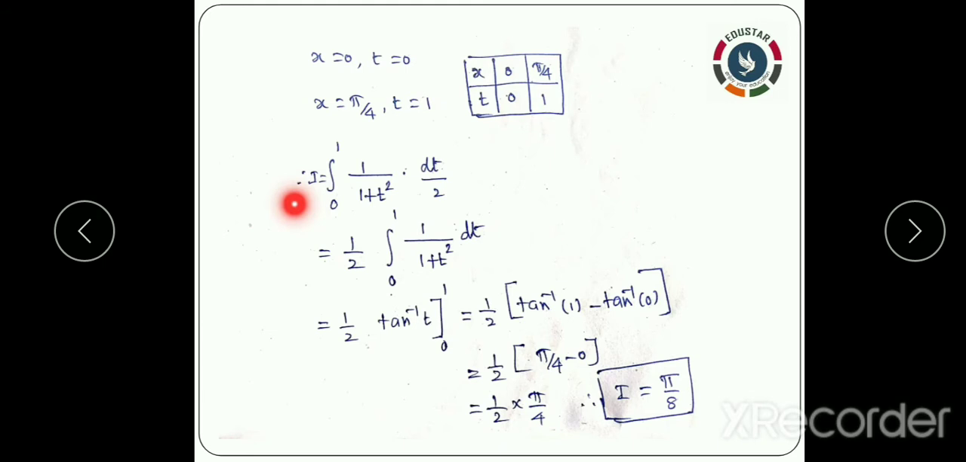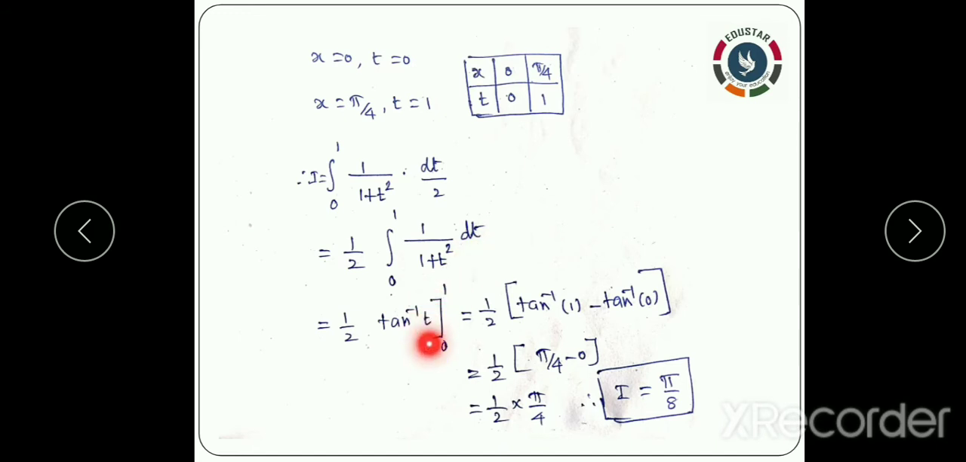Therefore, I equals the integral from 0 to 1 of 1 by 1 plus tan⁴x, you can write t², into tan x sec²x dx, we can write dt by 2. Then we can reduce this one. 1 by 2 is the constant, we can take out 1 by 2 into the integral from 0 to 1 of 1 by 1 plus t² dt. Then 1 by 2 into the integration of 1 by 1 plus t² dt, we know that is tan inverse of t, and 0 to 1 is the limit value.